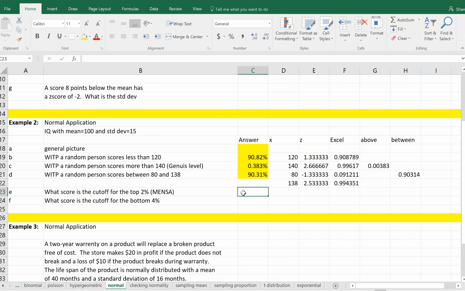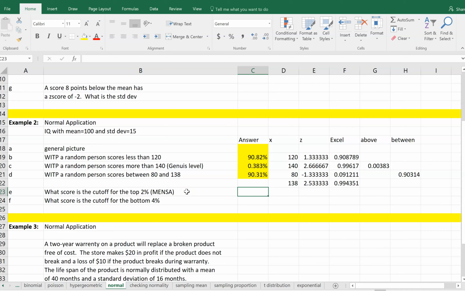There are, again, typically 5 questions people want to know when it comes to normal distributions. Probabilities, 3 of them: less than, more than, between. And then there are these cutoffs. We always have cutoffs on IQ charts, weight charts, blood pressure charts, about what's a high level, what's a low level. So let's start with this, top 2%.